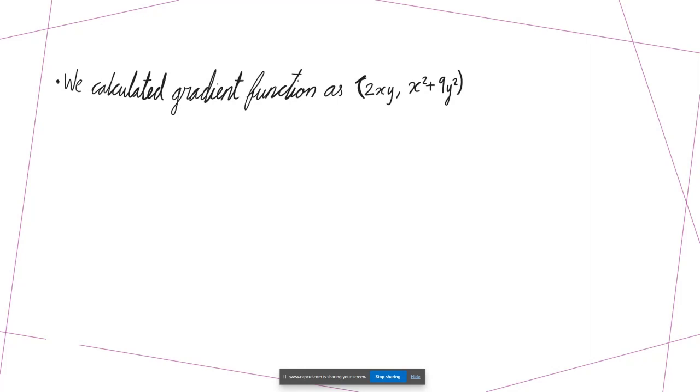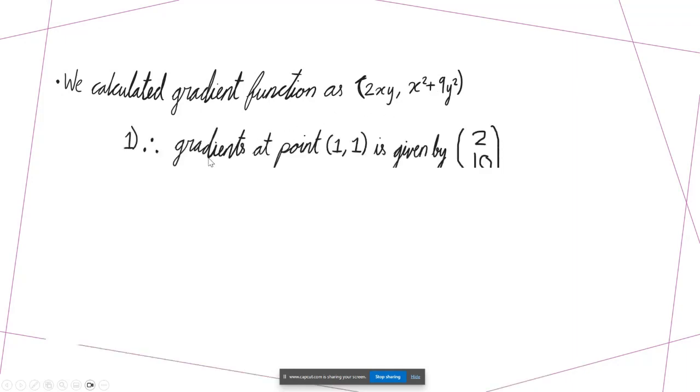Never odd or even says, do you sub in 1 for x and y? Exactly, yes. So we calculate the gradient function as (2xy, x squared plus 9y squared), as Shay explained before. As Never odd or even said, the gradient at (1, 1) is given by substitution. 2 times 1 times 1 is just 2, and then we have 1 plus 9, which gives us 10. So (2, 10) is the vector we're working with for the gradient at this point. Any gradient at this point, we'll be working with (2, 10). What do we do next?